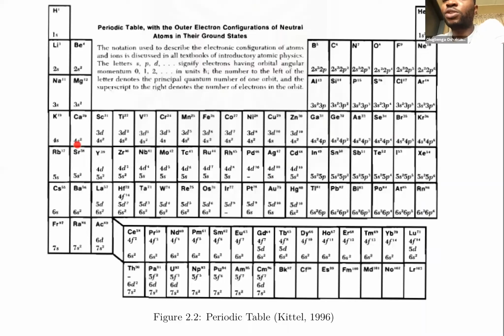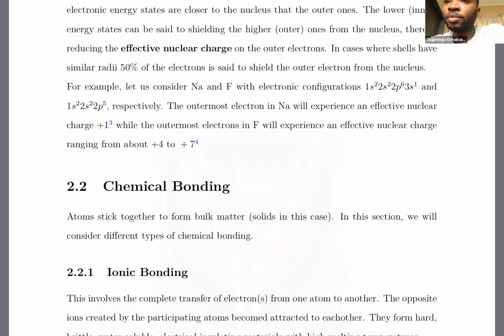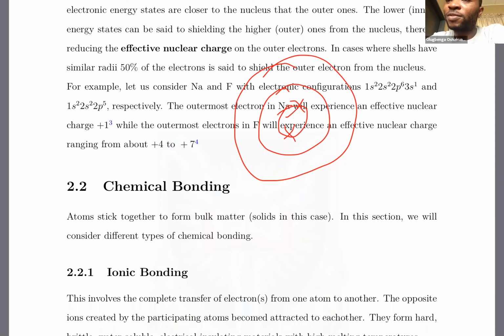So let's quickly talk about effective nuclear charge. Talking about sodium, for instance, earlier we spoke about sodium having 3 orbitals. The first has 2 electrons, the next has 8 electrons, and the final one outside has a single electron.